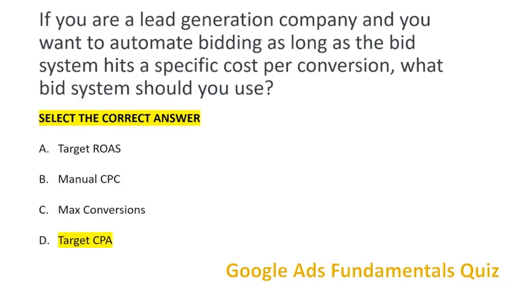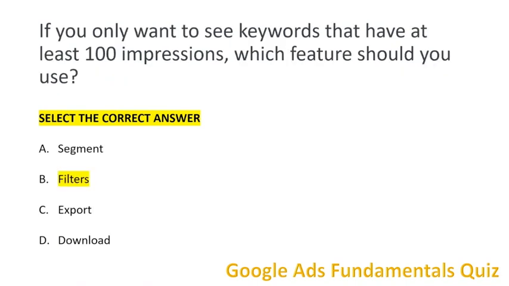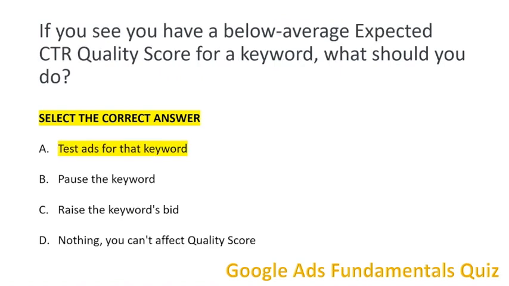If you are a lead generation company and you want to automate bidding as long as the bid system hits a specific cost per conversion, what bid system should you use? A. Target CPA. If you only want to see keywords that have at least 100 impressions, which feature should you use? A. Filters. If you see you have a below average expected CTR quality score for a keyword, what should you do? A. Test ads for that keyword.